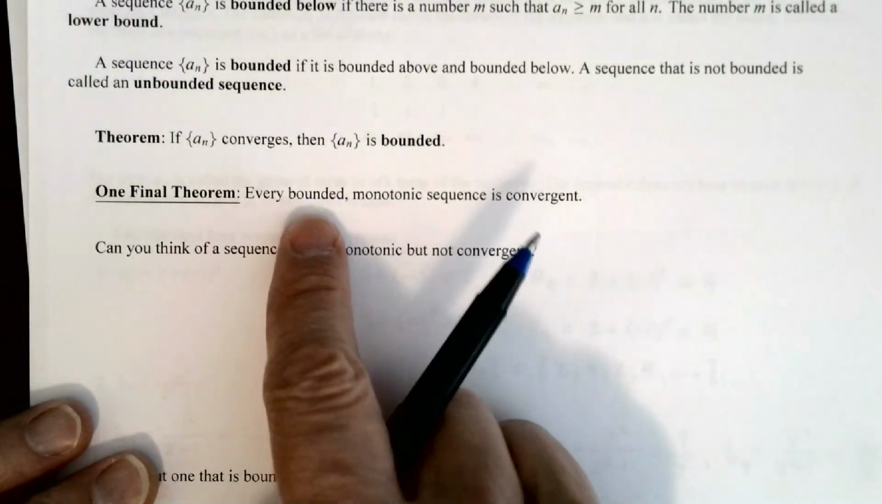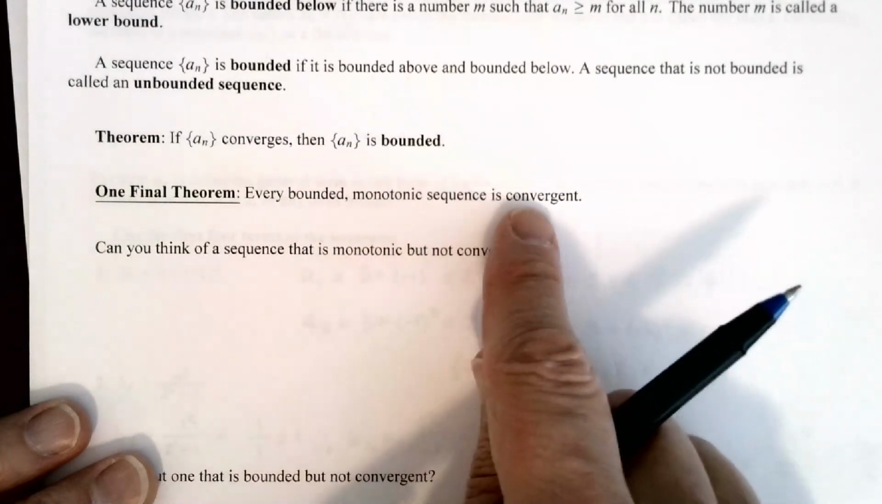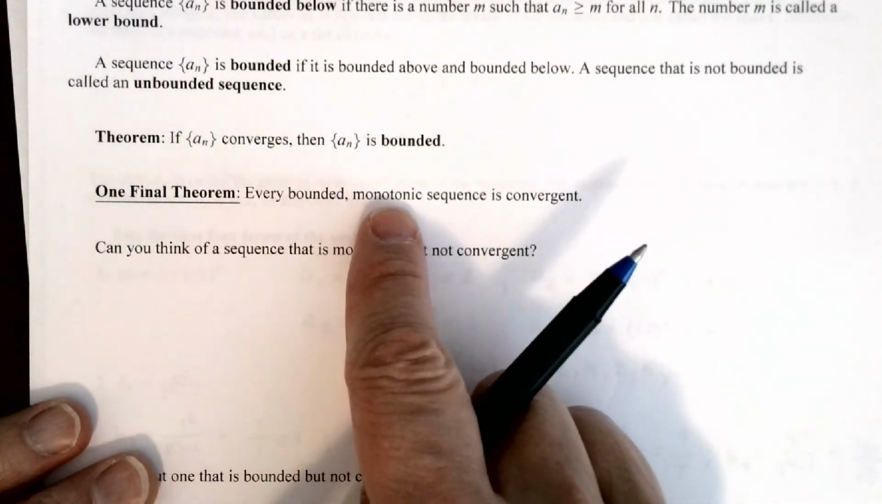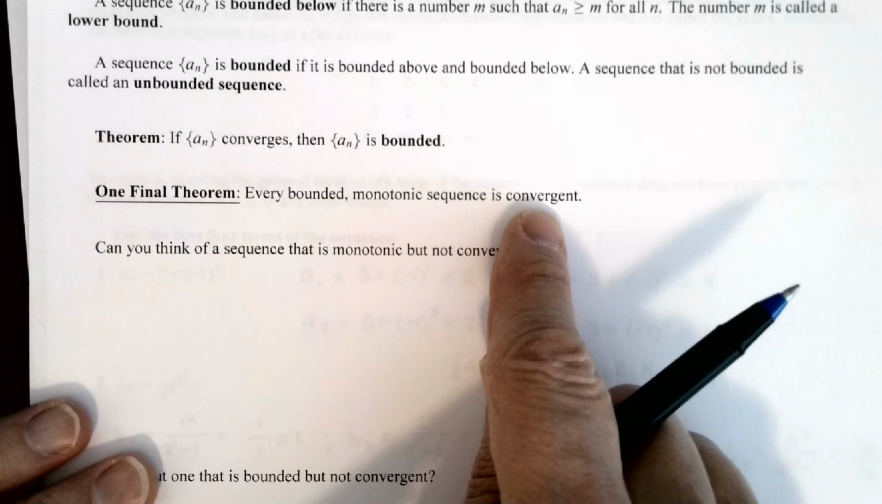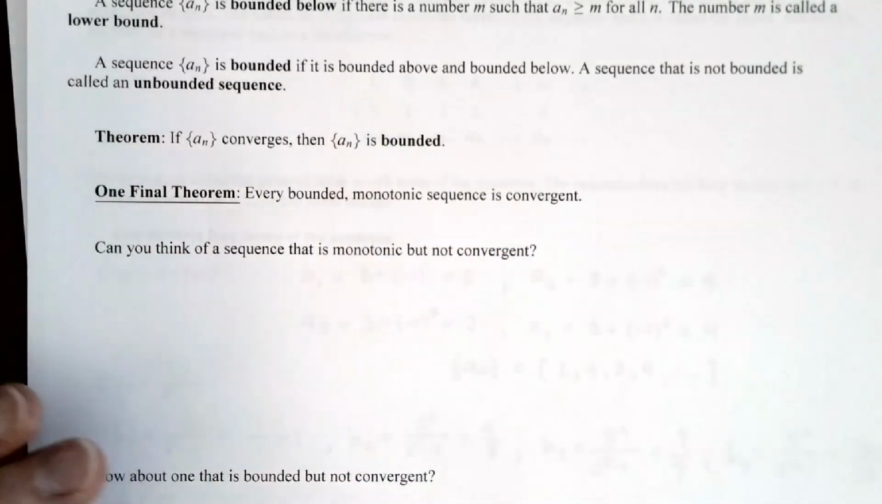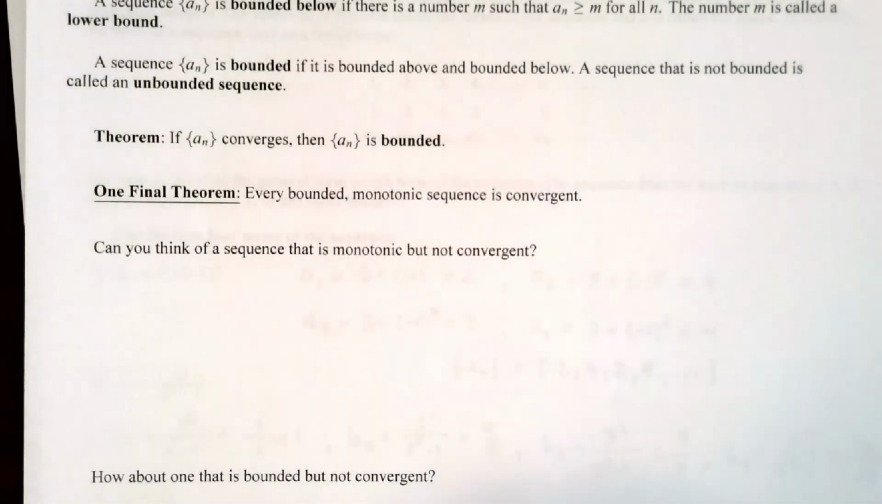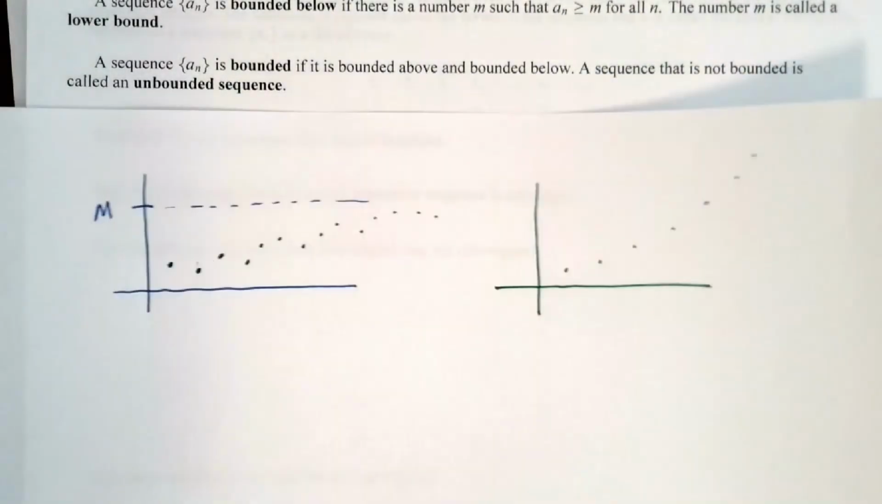The final theorem, though, is every bounded and monotonic sequence is convergent. So if it is bounded and it's monotonic, then it's convergent. And that should make sense. If I'm monotonic, I'm non-decreasing or non-increasing.